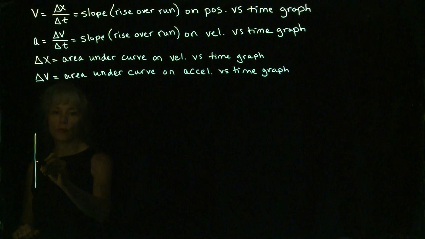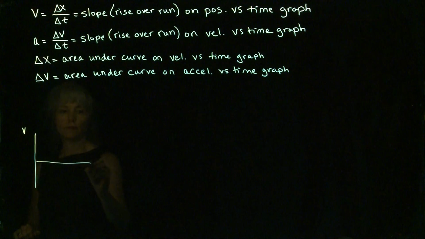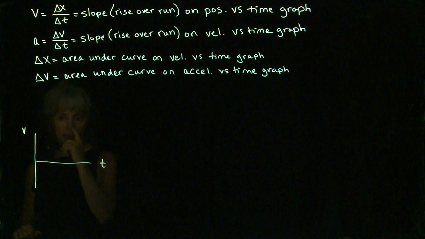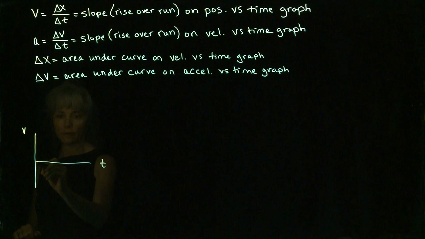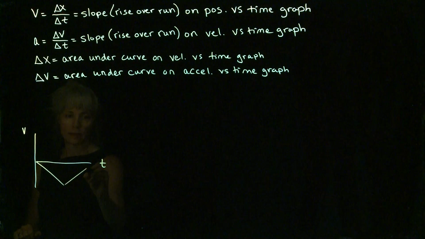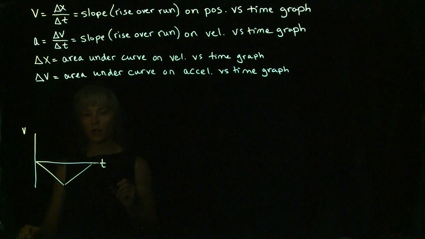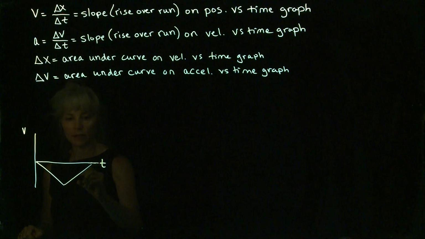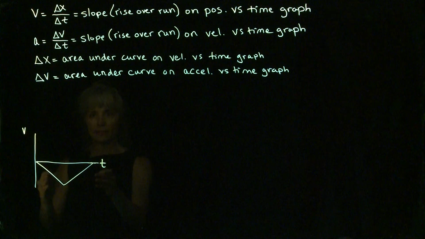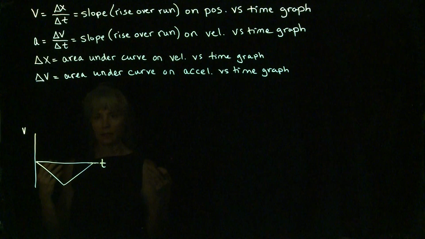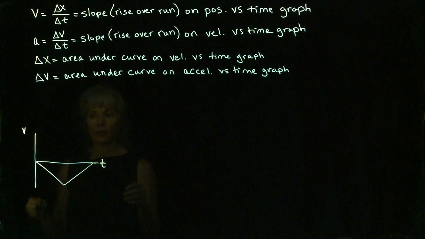So here's a graph for velocity versus time. And let's say that this graph looks something like this. So there's our velocity versus time graph, and let's just see if we can make sense of this by thinking about a car moving or something like that, okay?